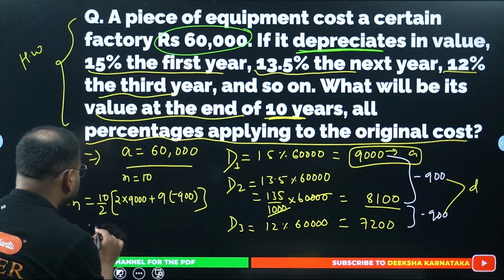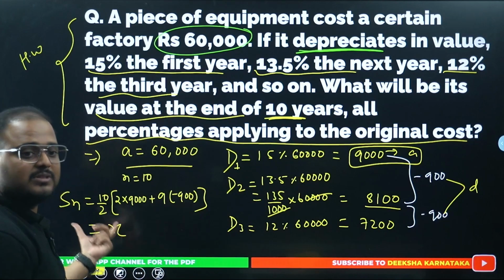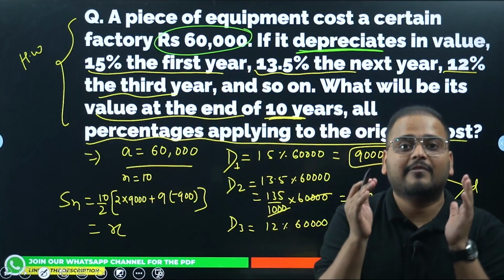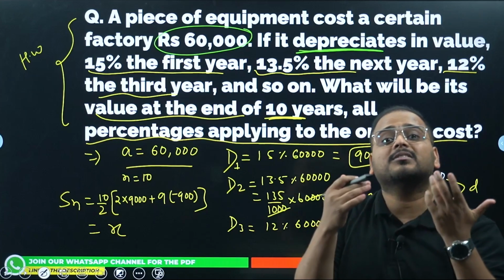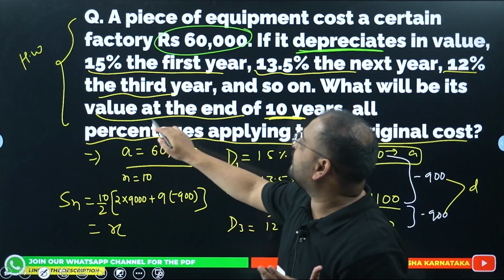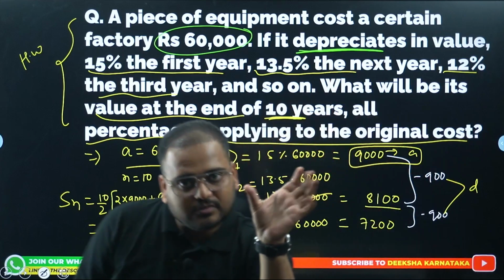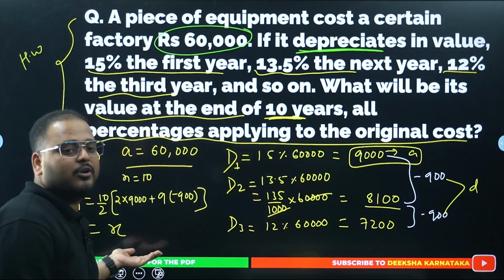Let's say this is X value. So this X, if you subtract from 60,000, you'll get what? The value at the end of 10 years. Value of what? The machine. That's what I'm asking. The value of the machine at the end of 10 years will be 60,000 minus the depreciation X, that you're gonna find out.